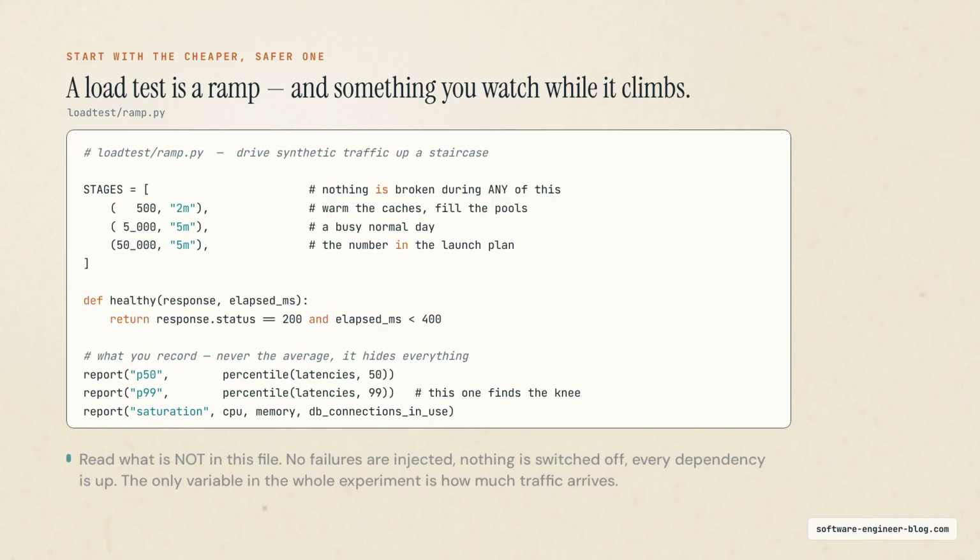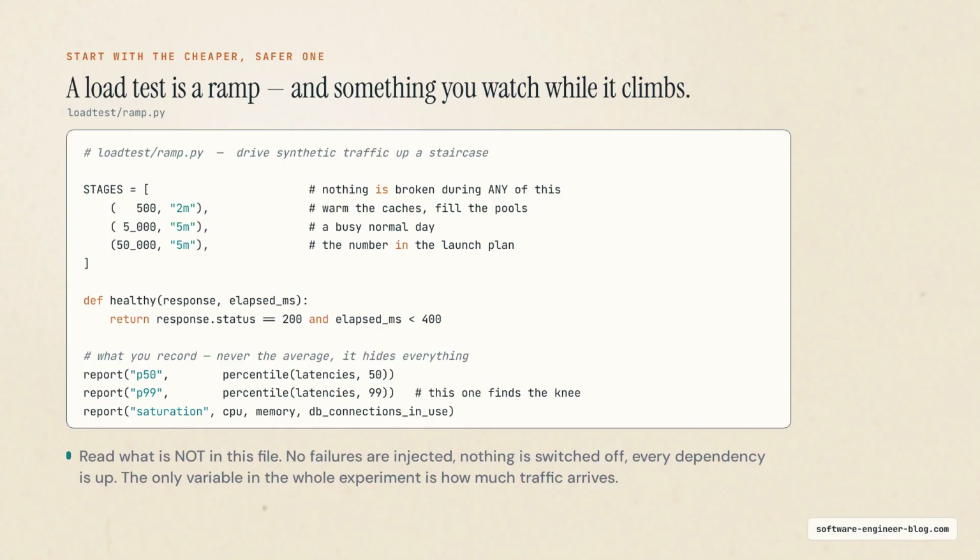Now read what is not in this file. Nothing is broken. Nothing is switched off. Every dependency is up and healthy. The only thing changing anywhere in this experiment is how much traffic arrives. And this is what that ramp hands you. At 5,000 requests a second, the slowest 1% of requests is still flat, around 90 milliseconds.